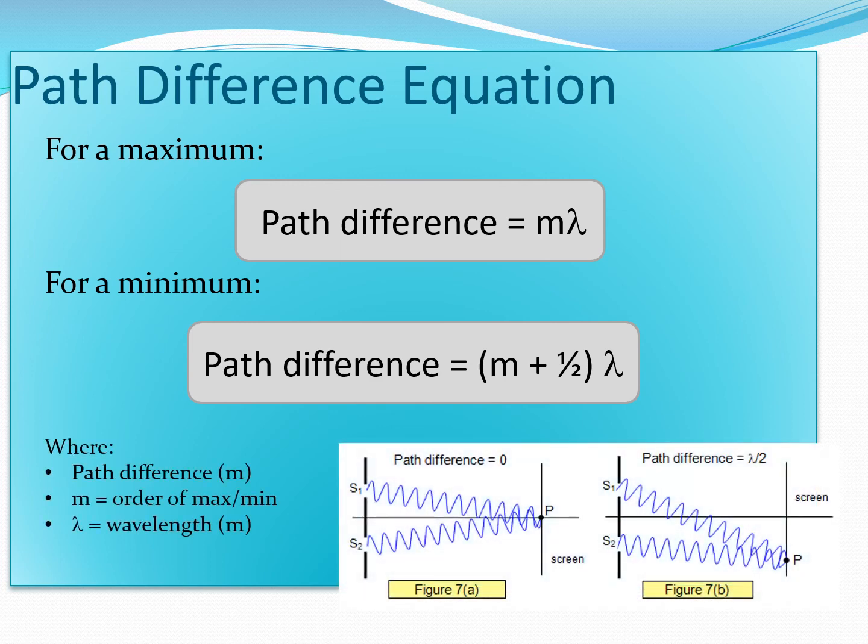Path difference is measured in meters. Order of maximum doesn't have a unit, and wavelength is obviously measured in meters as well.